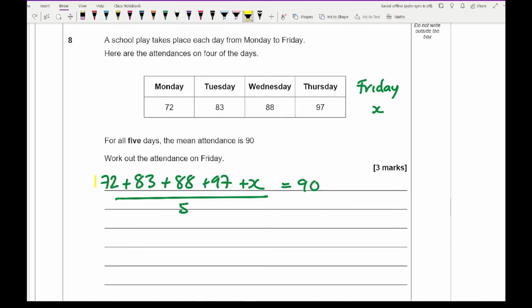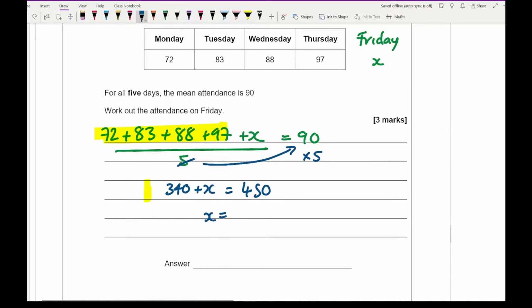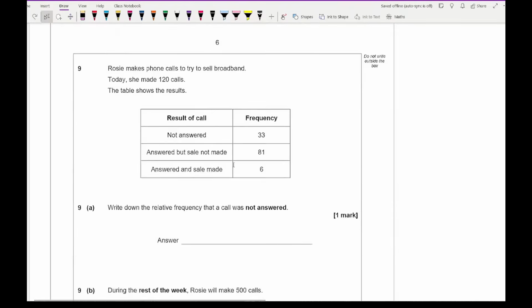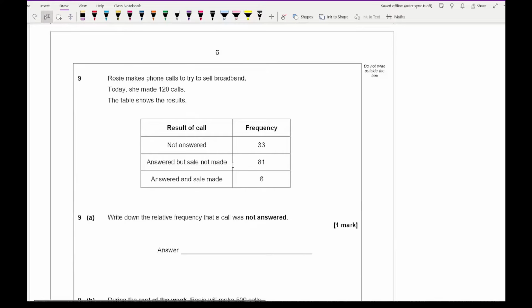So then if I add up all of these numbers here, 72 plus 83 plus 88 plus 97 comes to 340. So I get 340 plus X. And if I take the 5 over by multiplying by 5, I get 450. And then all I've got to do is 450 take away 340, which leaves me with an answer of 110.